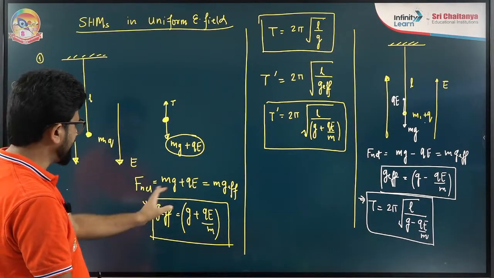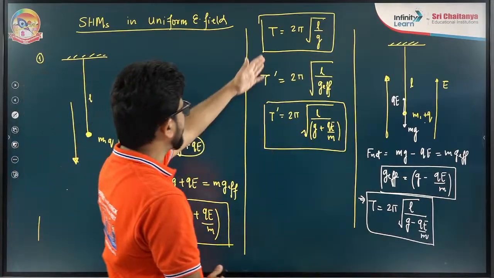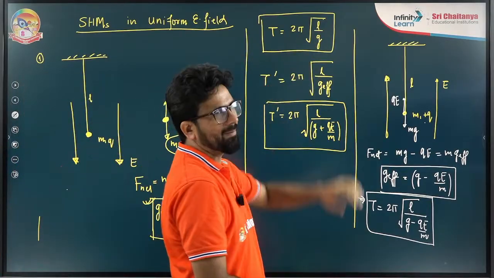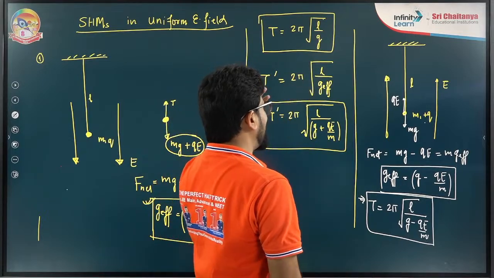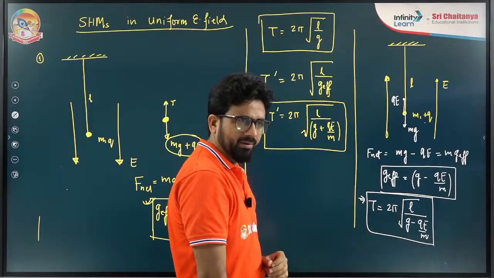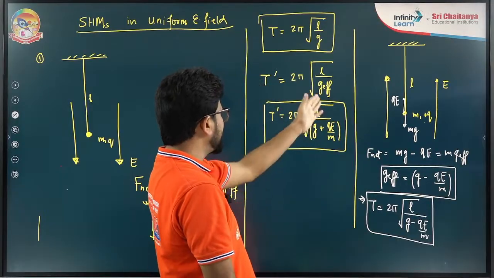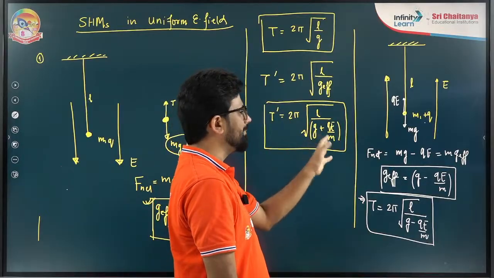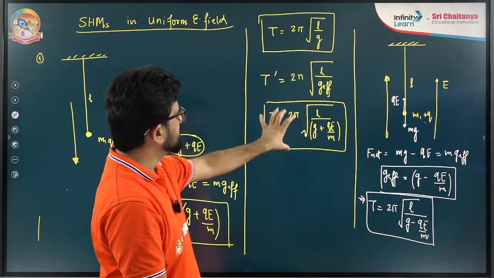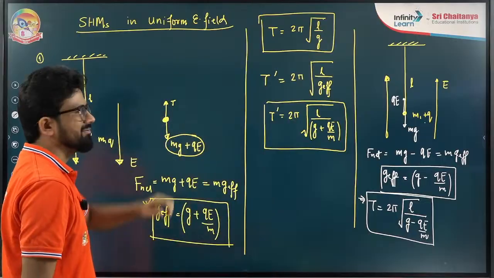Now from that we can write the g effective. Earlier the time period was T equal to 2 pi under root L by g, and T prime is equal to 2 pi under root L by g effective, we can put it. So using this g effective, T prime is equal to 2 pi under root L by g plus qE by m. This was the time period that we discussed last class.